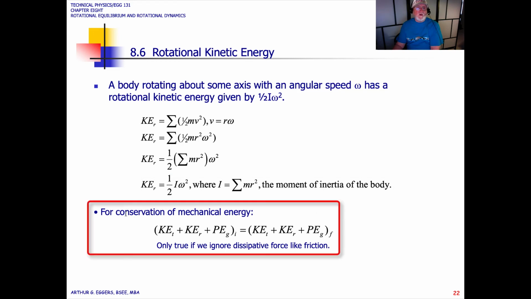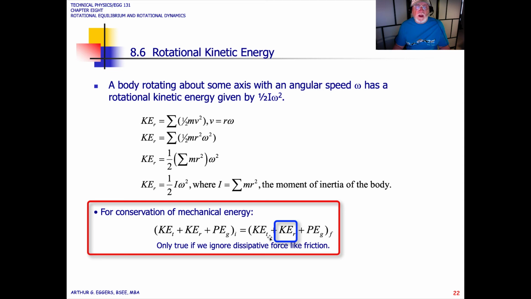Okay, so for conservation of mechanical energy, just like in the last sections where we brought this in, where we used friction and where we used a spring, now for a rotational body, we can add into the potpourri, if you will, the term for conservation of mechanical energy, where we're dealing with a rotating body. And there it is right in the middle. So kinetic energy tangential plus kinetic energy rotational plus potential energy of gravity, all of these on the initial side.